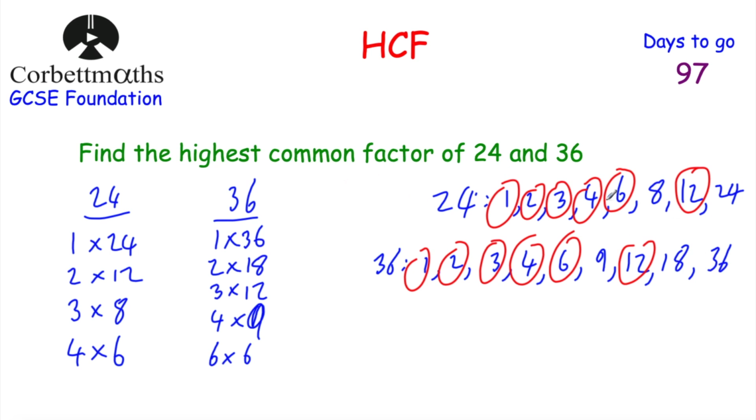So the highest common factor, the greatest number that both of these numbers are divisible by, would be 12. So that means that 12 is the highest common factor, and that's it. So highest common factor is quite a useful topic. I'm going to give you a question now to try yourself.